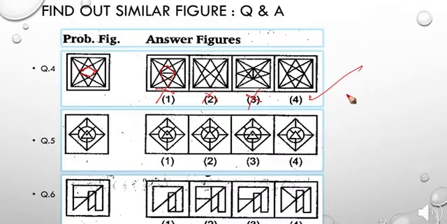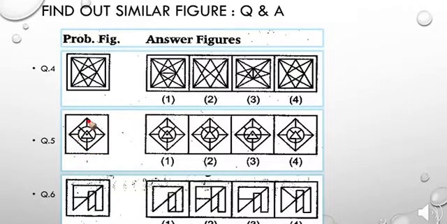So this is another technique through which we can reach the exact answer. There are many ways in which we can approach the solution to these questions. So let's go to the next question.